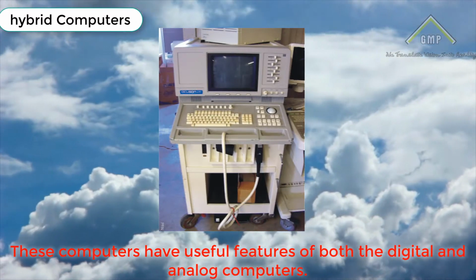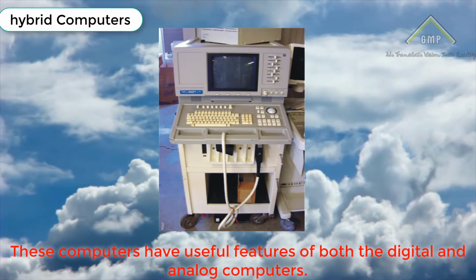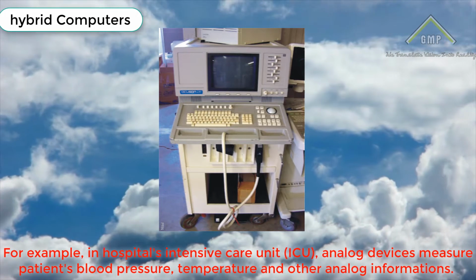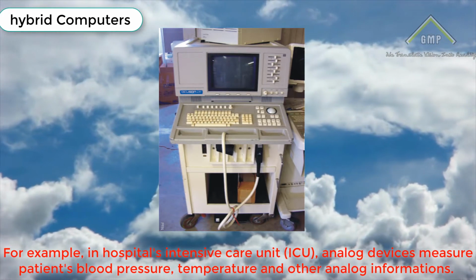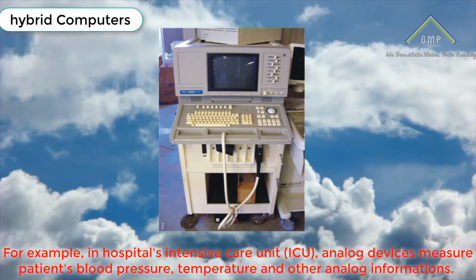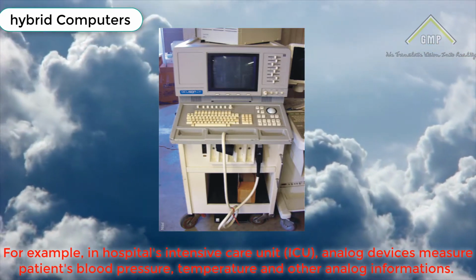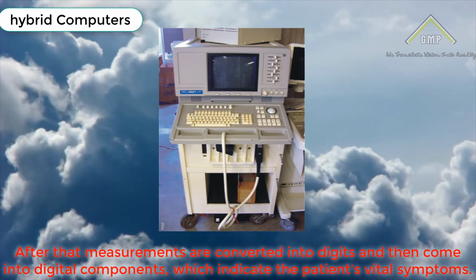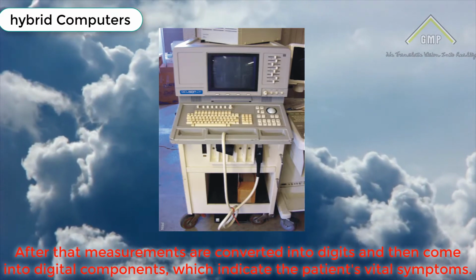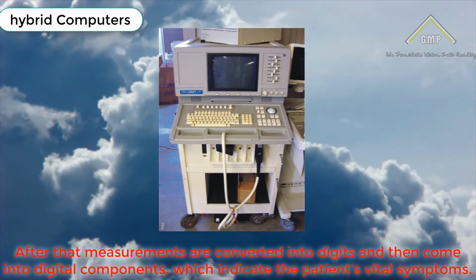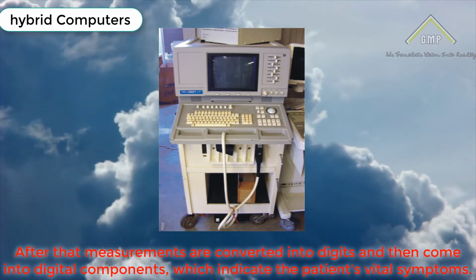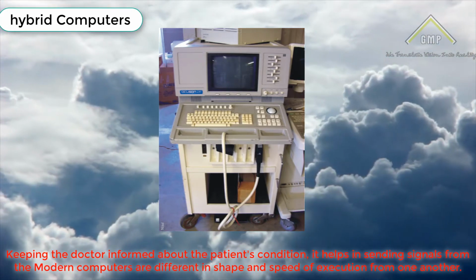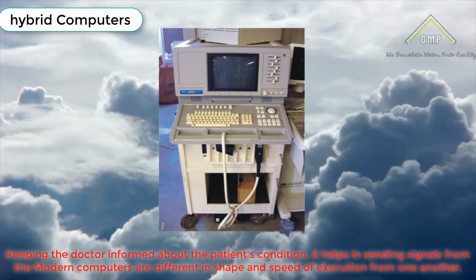Hybrid computers. These computers have useful features of both digital and analog computers. For example, in hospitals' intensive care units, ICU, analog devices measure patients' blood pressure, temperature and other analog information. After that, measurements are converted into digits and then go to digital components, which indicate the patient's vital symptoms, keeping the doctor informed about the patient's condition.